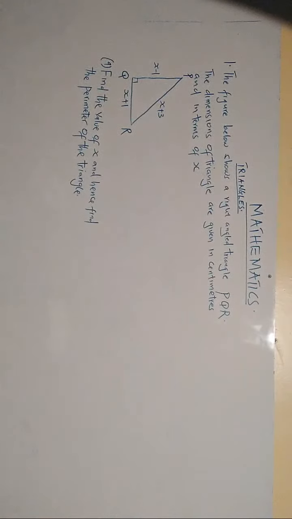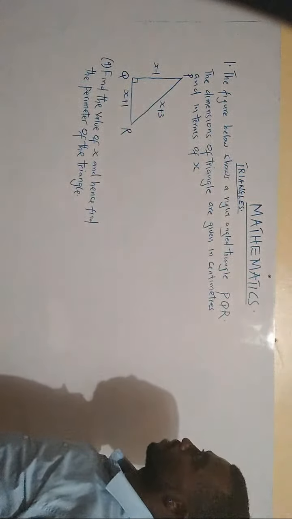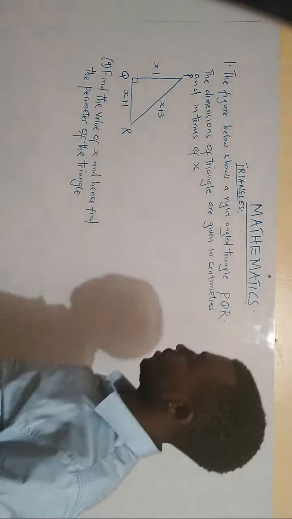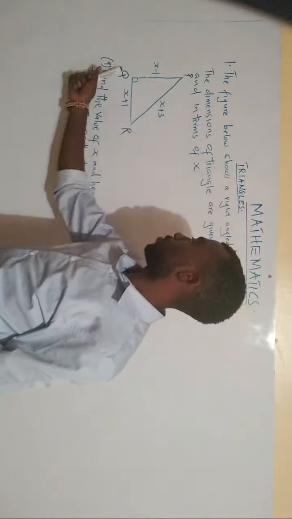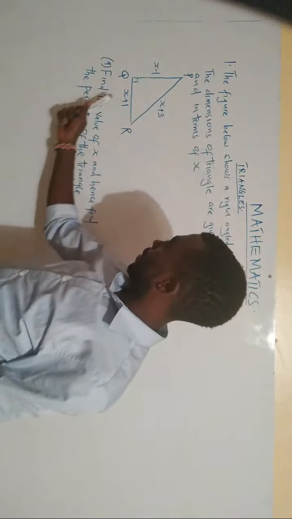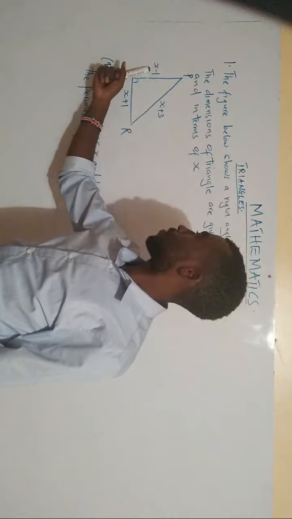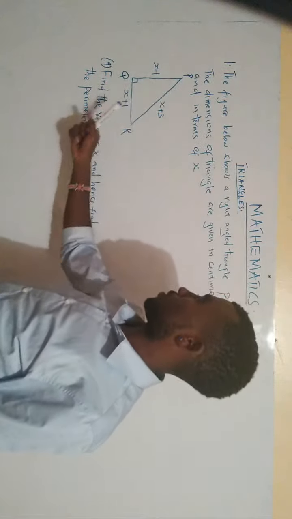So, triangles, mathematics. The figure below shows a right angle triangle PQR. The dimensions are given in centimeters and in terms of x. QR is given as x plus 1 centimeters, the height of the triangle is x minus 1 centimeters, and the hypotenuse of that triangle is x plus 3. The question is: find the value of x and hence find the perimeter of the triangle.